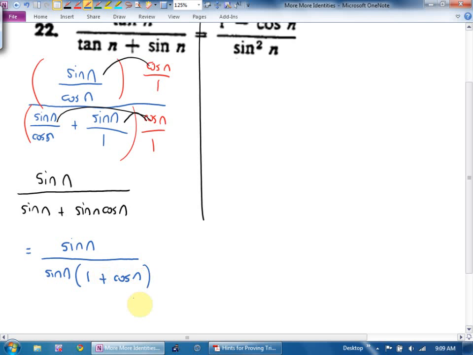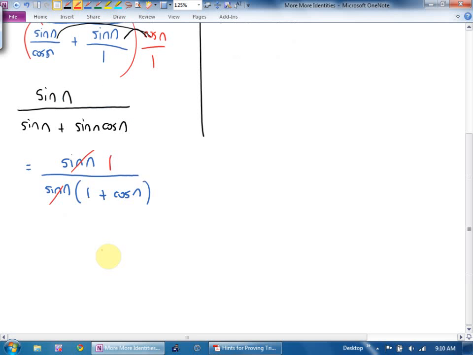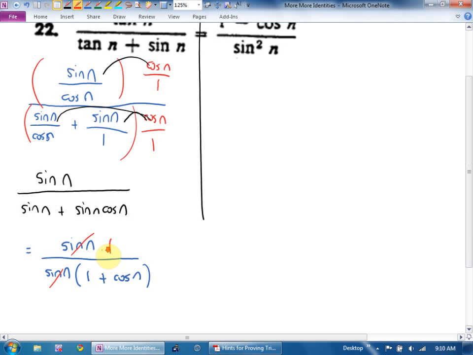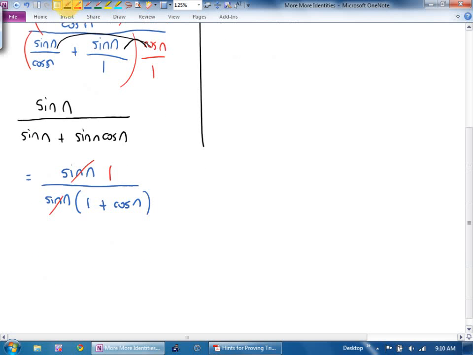Can I cancel? Have I factored? Then I can. Oh, but what would be left on top? Yeah, let's do that. I don't want to leave it totally blank. That would be silly and confusing. So here's what I have. 1 over 1 plus cos equals 1 minus cos over sine squared. Now what?